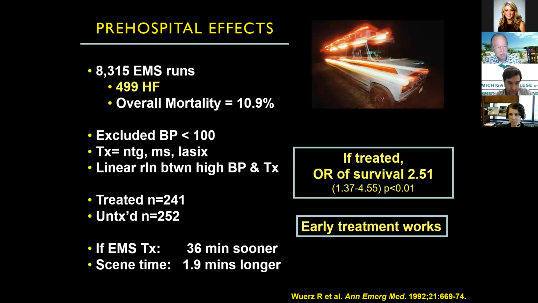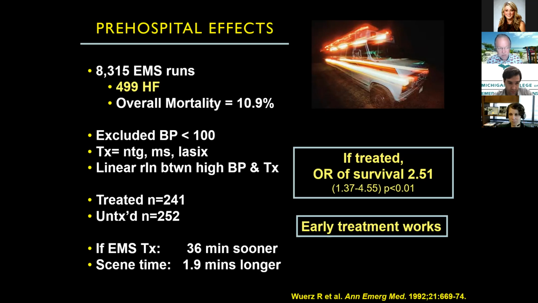This was 8,300 EMS runs, of which 499 were later adjudicated as heart failure. And if the EMS guy thought you had heart failure, you got nitroglycerin, morphine, and Lasix. Now, I'm not thrilled with morphine, but it's what they did in those days. And if you didn't have heart failure, you got whatever they wanted, which is generally aerosols. 240 of those heart failure patients got treated and 250 did not. If you got treated, it took 1.9 minutes longer on the scene, but you got your treatment 36 minutes earlier because you didn't have to wait till you got to the hospital.